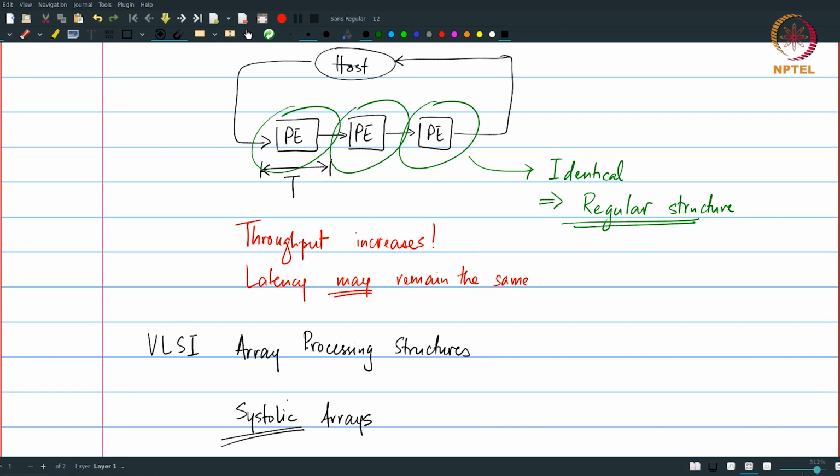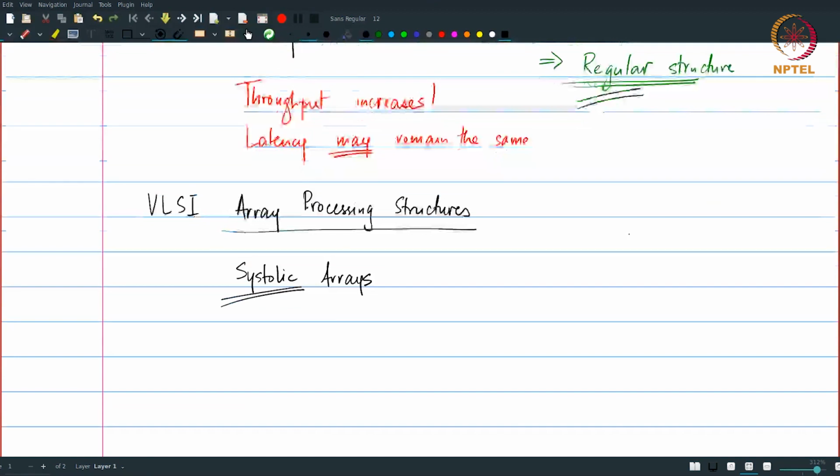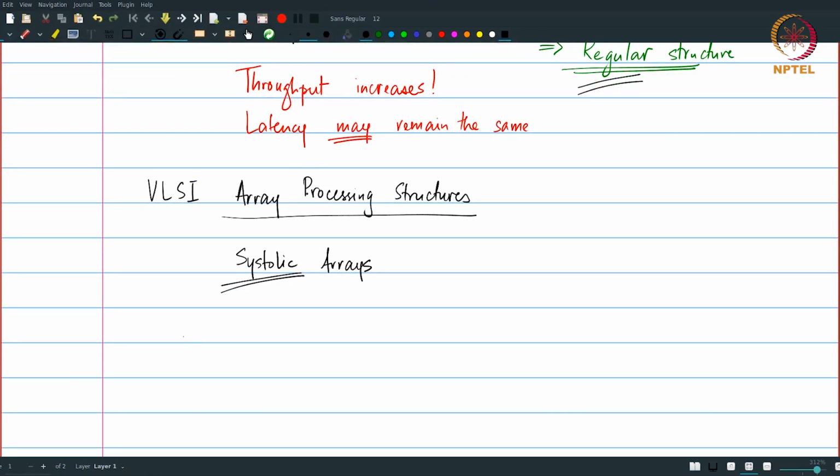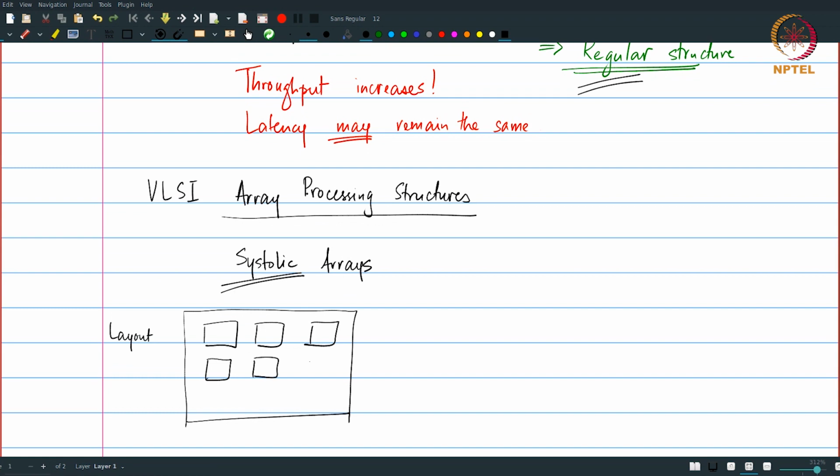We will use the term systolic arrays, but keep in mind that what we are primarily interested in is the array nature of processing structures and the regularity of the structure that we are using. Now, from the point of view of VLSI, what we will find is that when we are trying to do an overall layout, this array structure once again is very useful because I can create an array of identical or similar looking elements and have a very simple and regular form of communication between them.